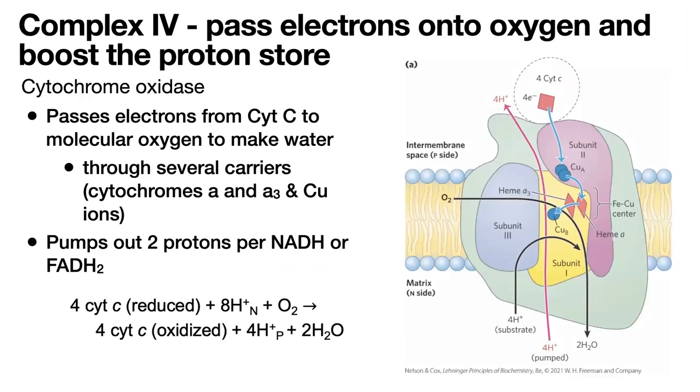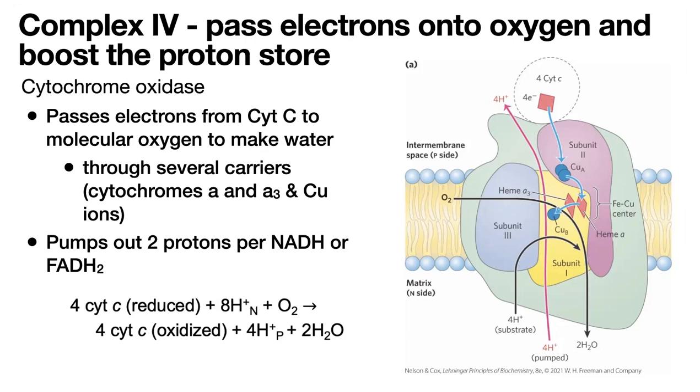So at complex 4, now we're going to take those electrons from cytochrome C and pass them on to oxygen. Oxygen wants them really, really badly, remember? And so this is going to be highly energetically favorable. We're going to use it to drive the pumping of protons again, because we get that big boost. And in the process, we're going to be making water.